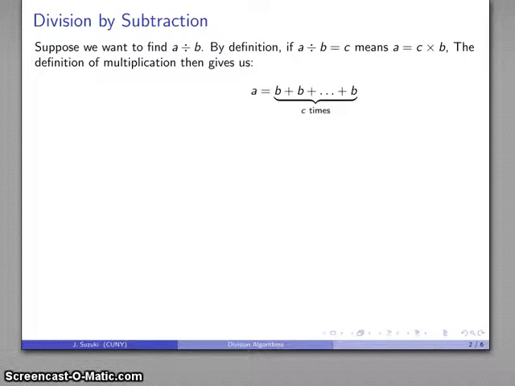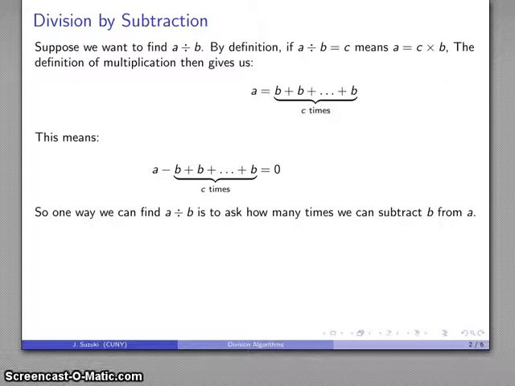And if we apply the definition of multiplication, that tells me that A is equal to the sum of C Bs. And rearranging things a little bit, by my definition of subtraction, that means that if I take A and I subtract B C times, then what I end up with is going to be zero, because there's going to be nothing left on the right-hand side.